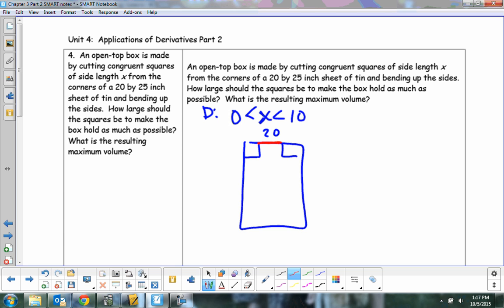Good. 20 minus the 2x. And similarly here, if this whole thing was 25, but I took out all these x's, what would be left here? 25 minus 2x. Why? Who can answer? Yeah, x and x is the same. You're taking out squares, so you're taking out the same length. Okay. So then I'm going to fold them up and make my little open box.